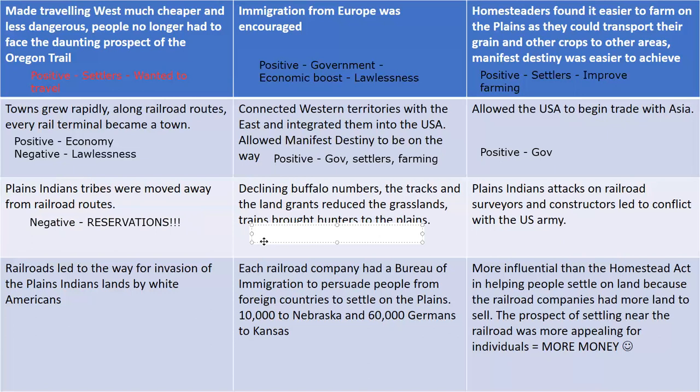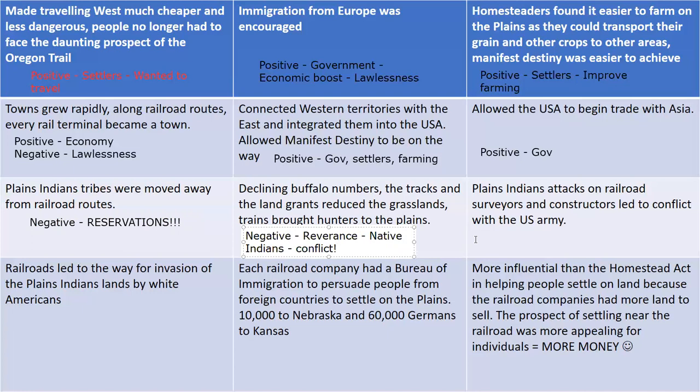Buffalo numbers fell, as the tracks and the land grants reduced the grassland, and trains brought hunters to the plains. Again, negative because of the respect, the reverence that the Native Americans had for the buffalo. This is going to cause problems, and it could in turn cause conflict. Really problematic that it could bring this.